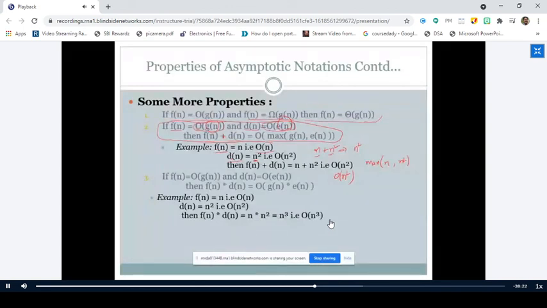Now we'll solve it with a particular problem. Here he has given f of n as big O of n, and d of n is given as big O of n square.